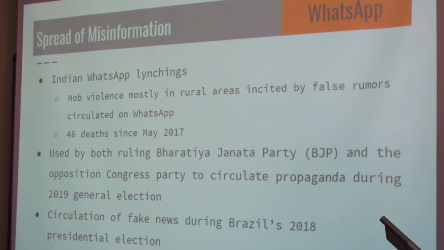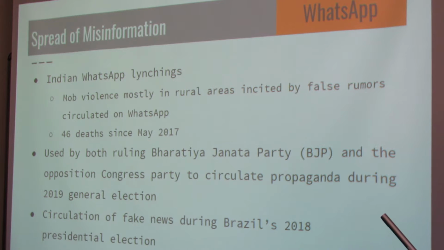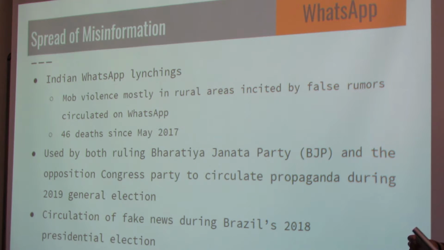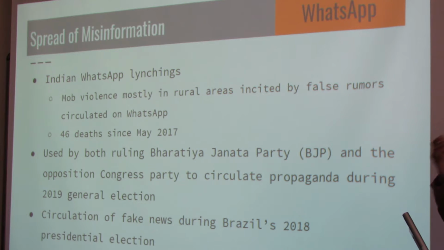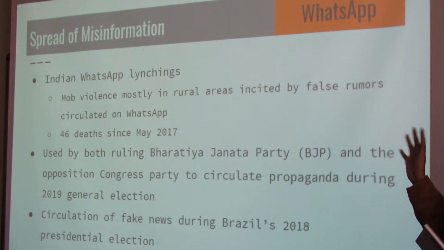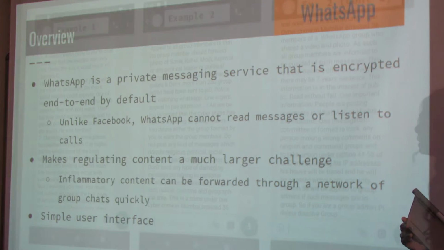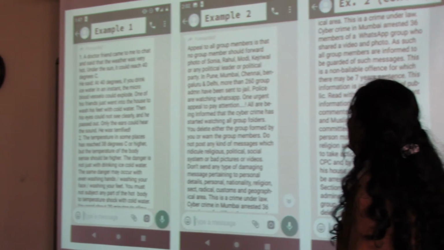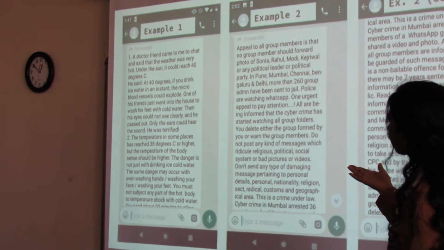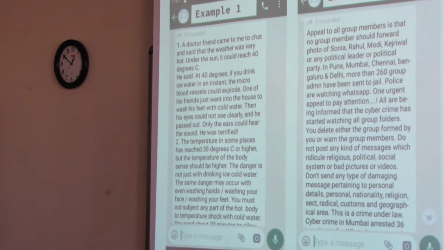So in addition to this, it's been used by both political parties in the general election to influence public opinion and spread propaganda. And not even just in India, WhatsApp is used in many countries. In Brazil, it was used to circulate Fox News. But the first example, I think, is a little bit less concerning to me because I read these things a lot, and I just dismiss them as being kind of silly. I'll just summarize it because there's a lot of text.